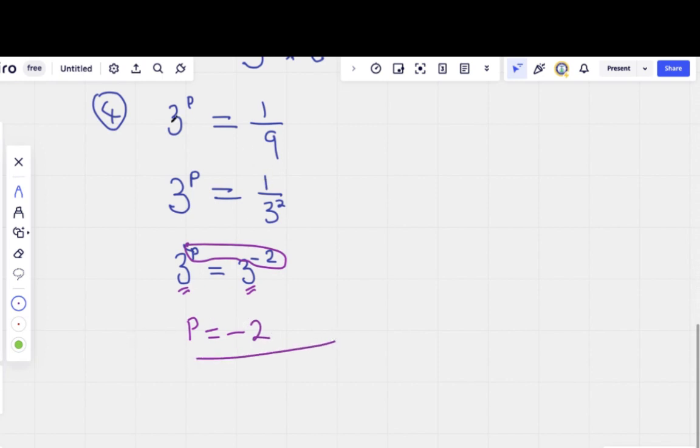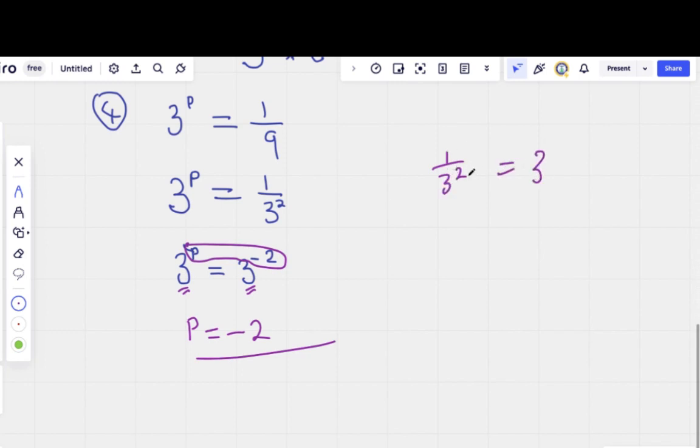So, 3 to the power of p equal to 1 over 9. You can do it straight away, or you first of all break the 9 down to 1 over 3 to the power of 2. And then you change this one. We've explained this earlier in today's part. We say this 1 over 3 squared is the same as saying 3.